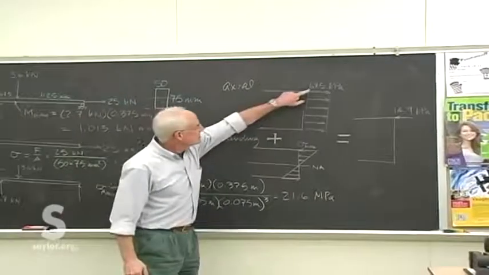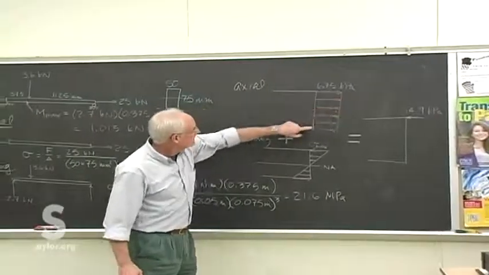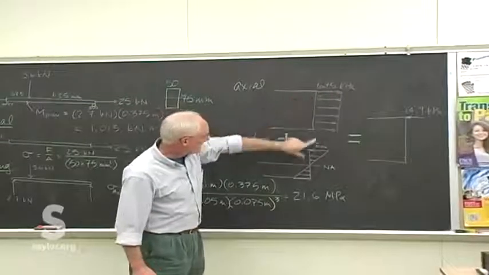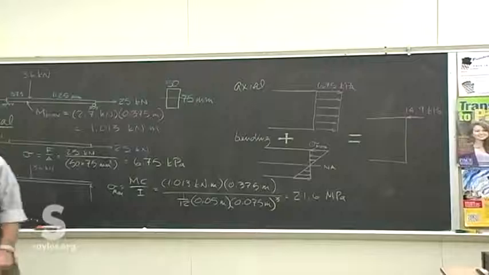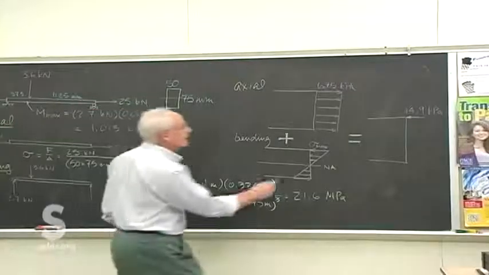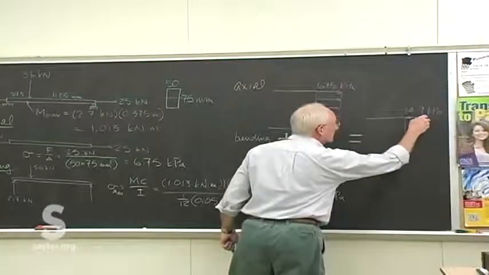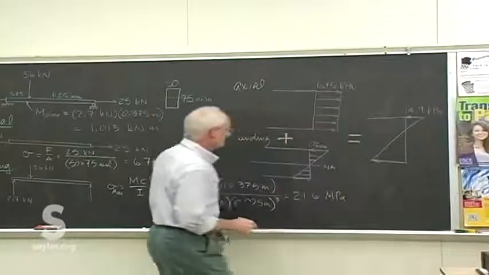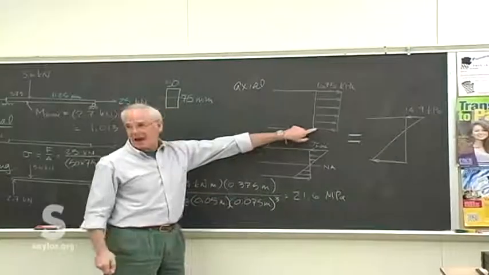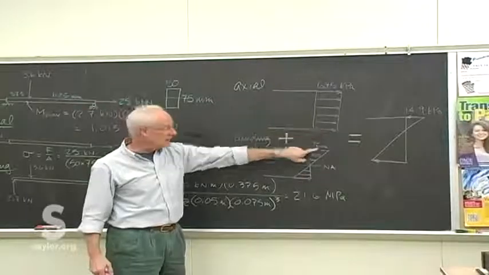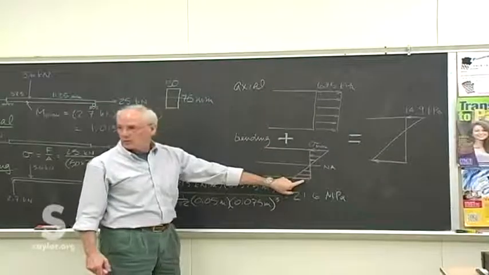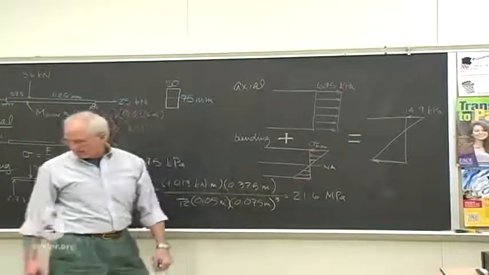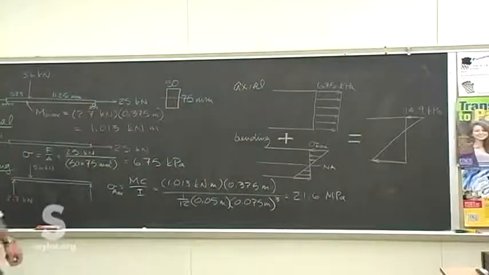So we're essentially adding these two, one constant, one linearly distributed, so we get a linear distribution of something like this. At the bottom of the beam, we're adding the 6.75 in tension with the 21.6 in tension at the bottom of the beam. So that should be 28.3.